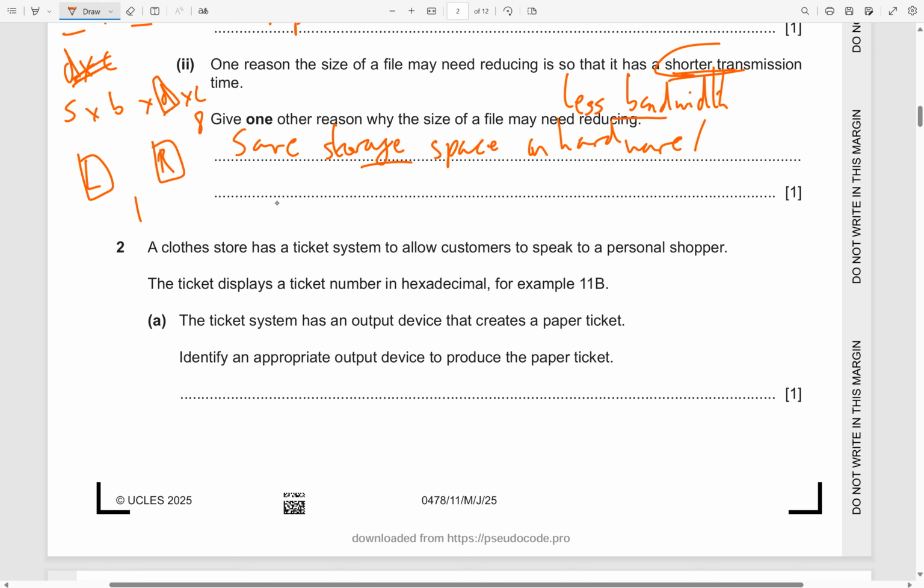So there's kind of 2 reasons. Obviously, one, you're using less bandwidth. I guess that's really just related to this. You're saving money because you're not having to buy as much storage.